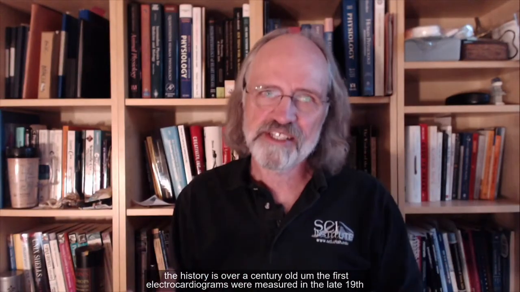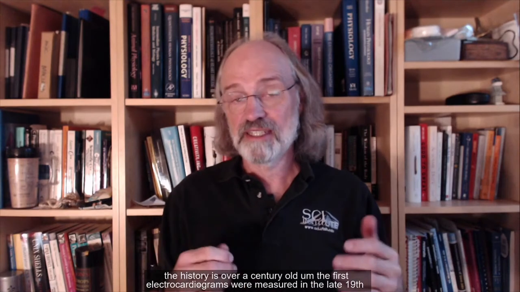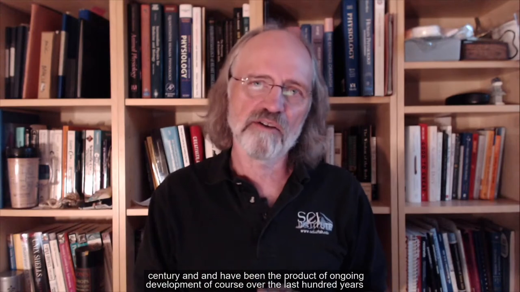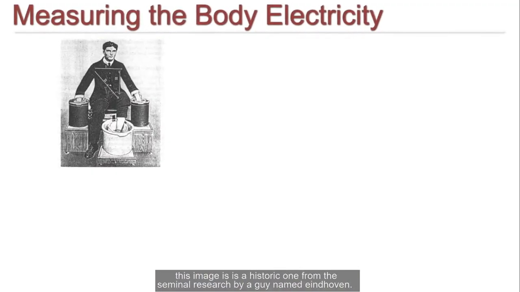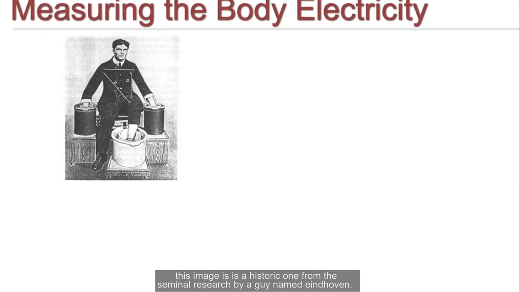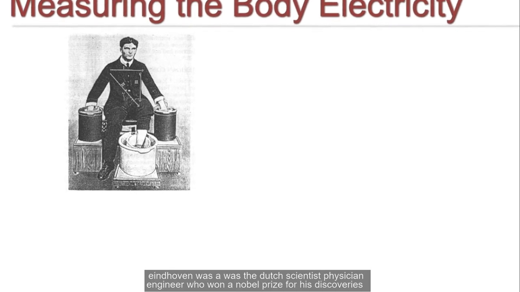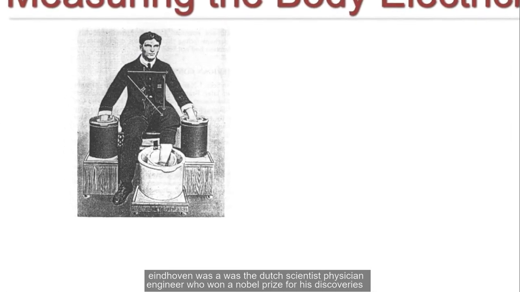The history is over a century old. The first electrocardiograms were measured in the late 19th century and have been the product of ongoing development, of course, over the last 100 years. This image is a historic one from the seminal research by a guy named Einthoven. Einthoven was a Dutch scientist, physician, engineer who won a Nobel Prize for his discoveries.